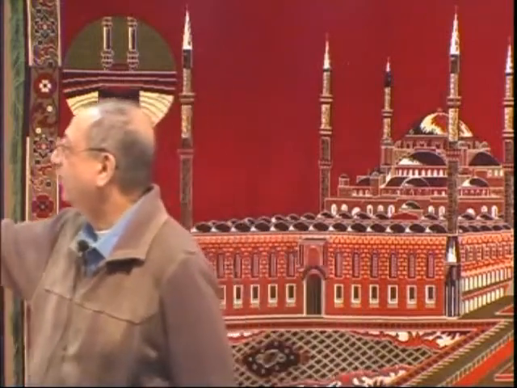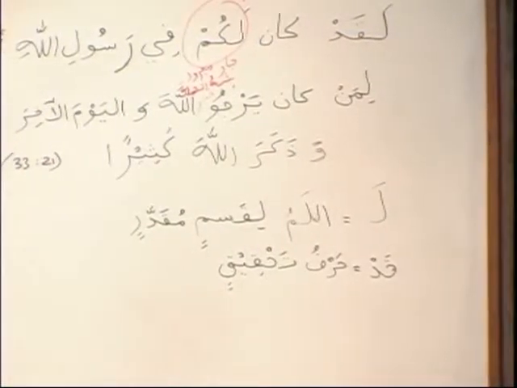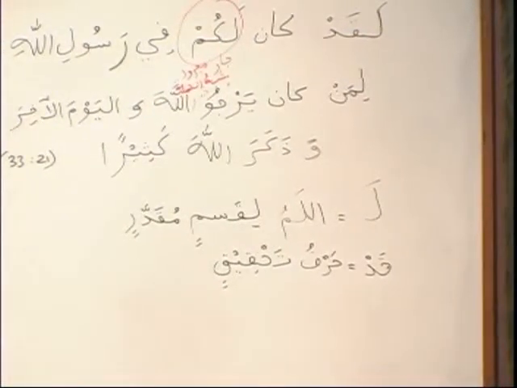And then again waw came. Zakara. Fi'lu madin mabniun ala fatah. Fa'il mustatir, taqdiruhu huwa. Are you with me? All this huwa goes to the man, and then the man goes into the kum. Are you with me, brother? Zakara. What is Allah?